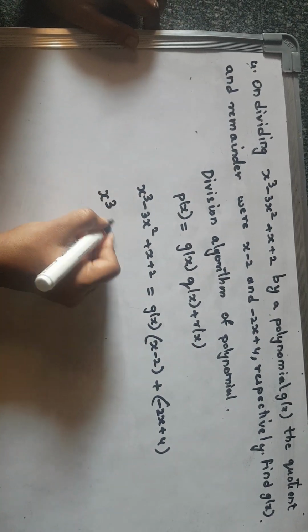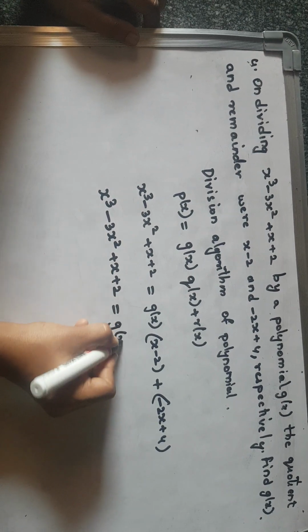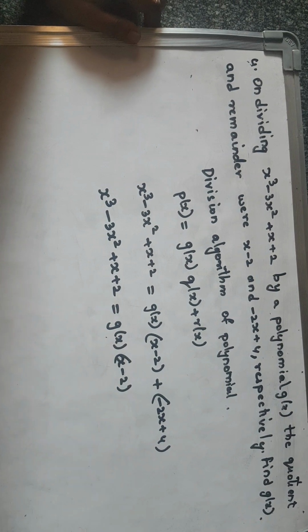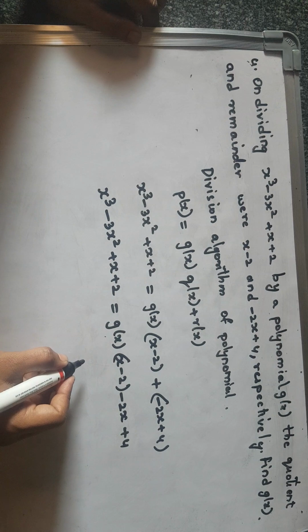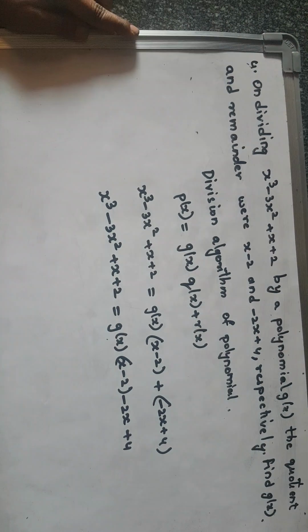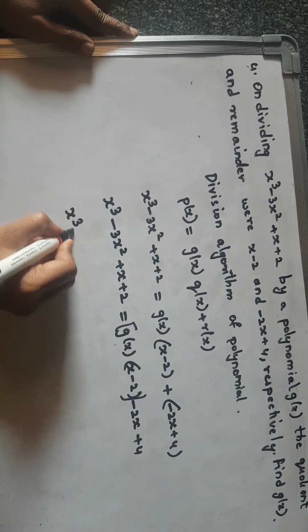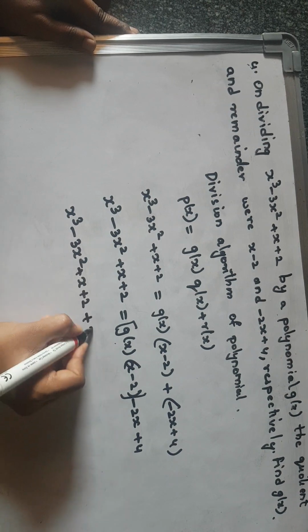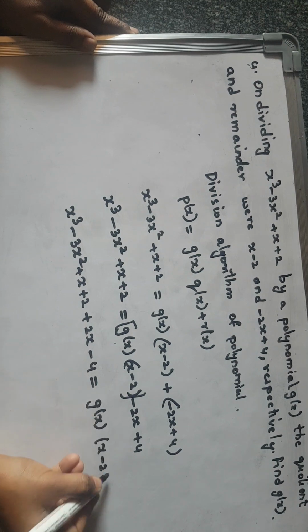So x cube minus 3x square plus x plus 2 equals g of x into x minus 2, plus minus 2x plus 4. This is the multiplication, no? So put x cube minus 3x square plus x plus 2, and this becomes 2x minus 4, that equals g of x into x minus 2.